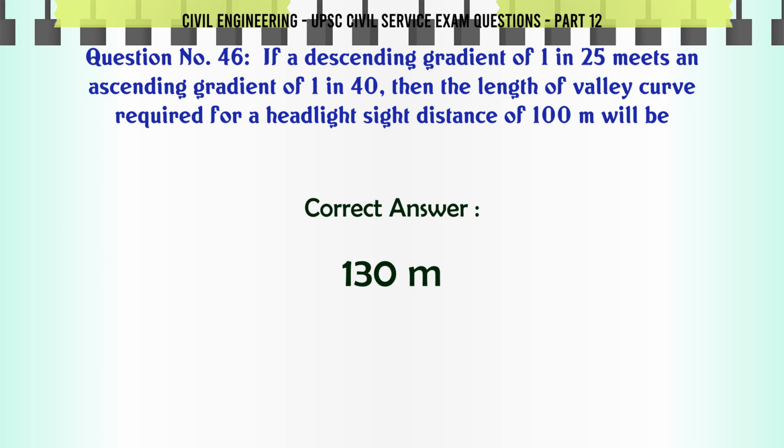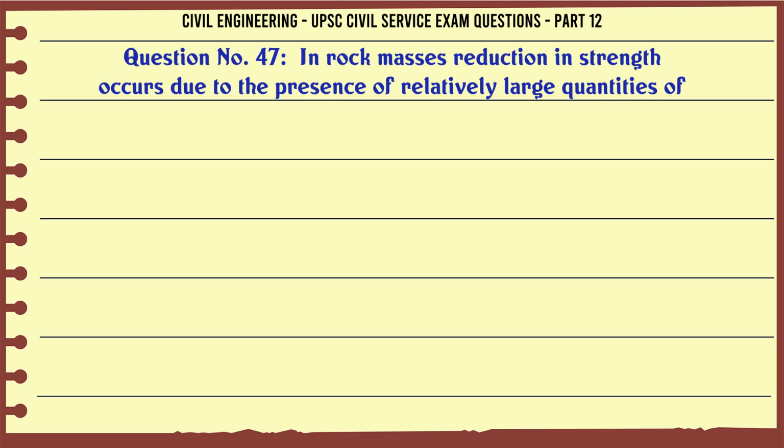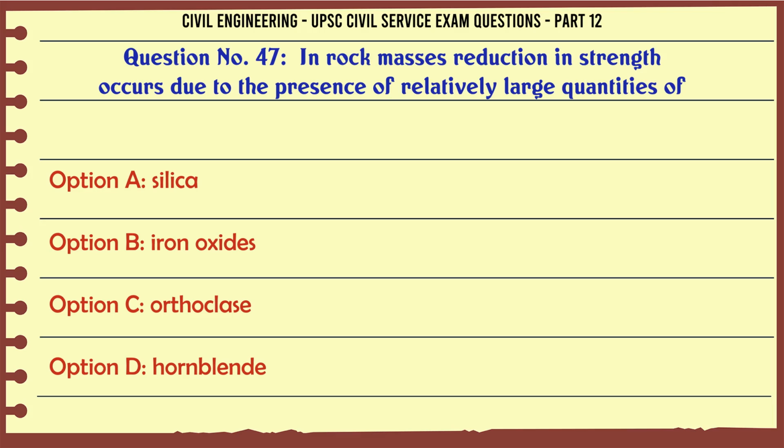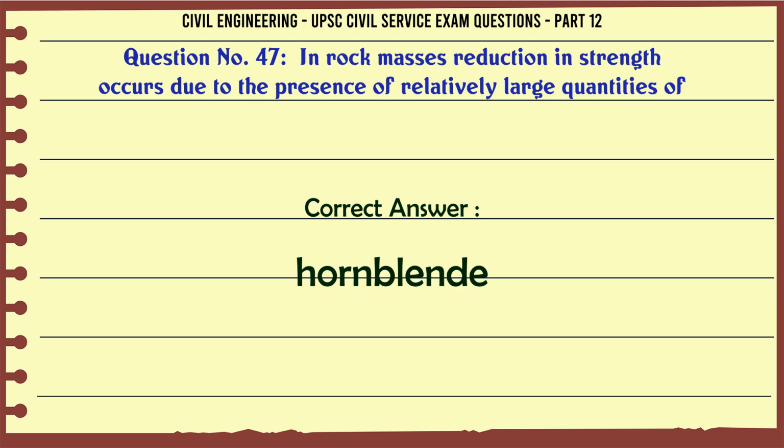130 m. In rock masses, reduction in strength occurs due to the presence of relatively large quantities of A, silica; B, iron oxides; C, autoclaves; D, hornblende. The correct answer is hornblende.